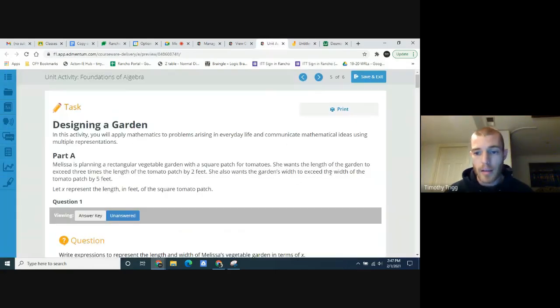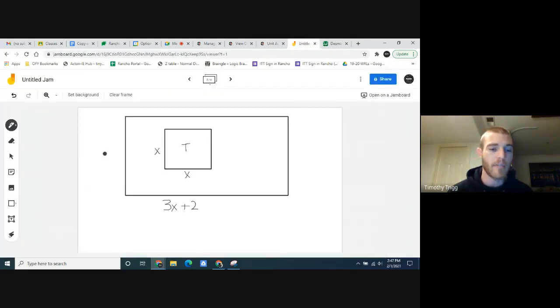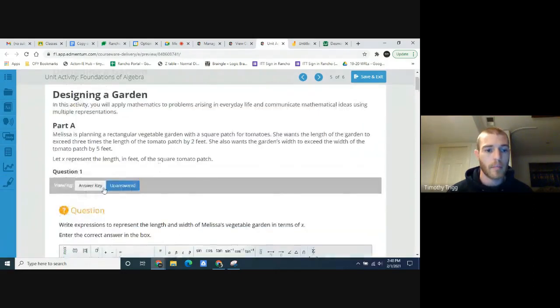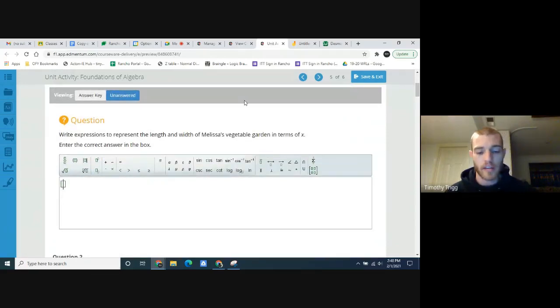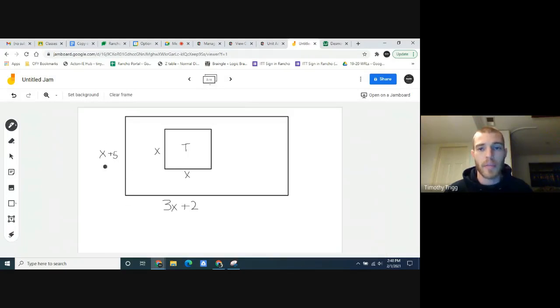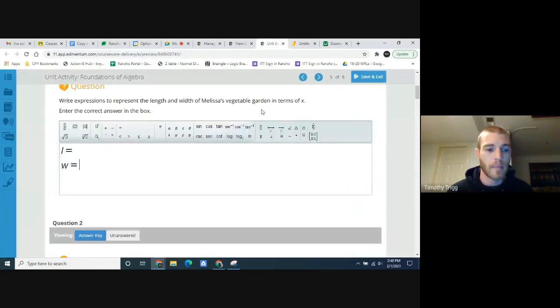Then it says about the width: she wants the garden's width to exceed the width of the tomato patch by 5 feet. So if this is x, this will exceed it by 5, which makes it x plus 5. I want you to go ahead and answer those there. So it'll be length equals, and width equals. Here's what you'll put: 3x plus 2 for the length, x plus 5 for the width.